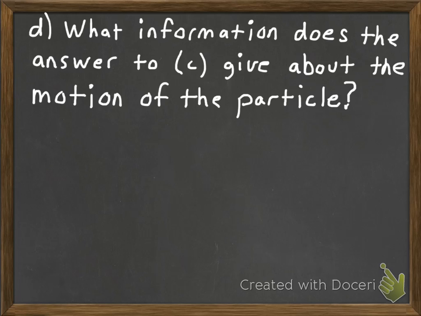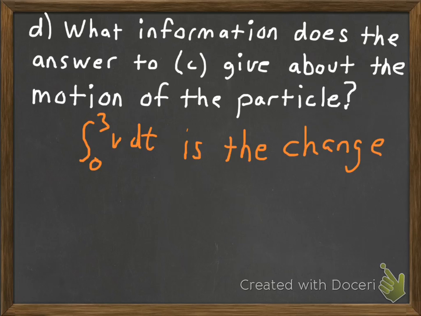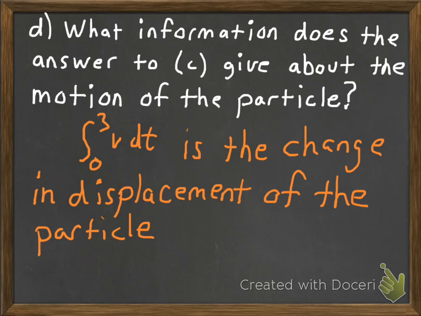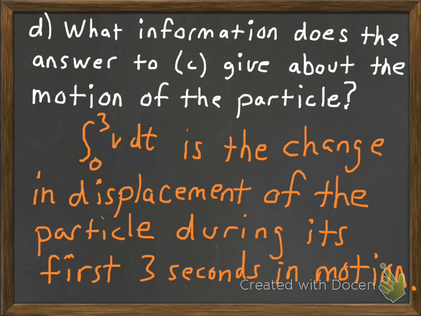Here's how we'll write the answer to this question. The integral from 0 to 3 of the velocity function, with respect to t, is the change in displacement of the particle during the first 3 seconds it was in motion. There you have it. There's an example of linear motion that is modeled by a trigonometric function. Thanks for watching.